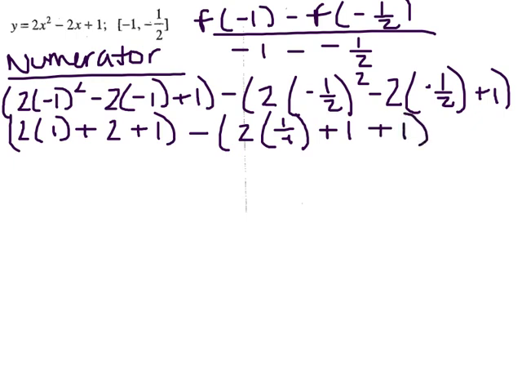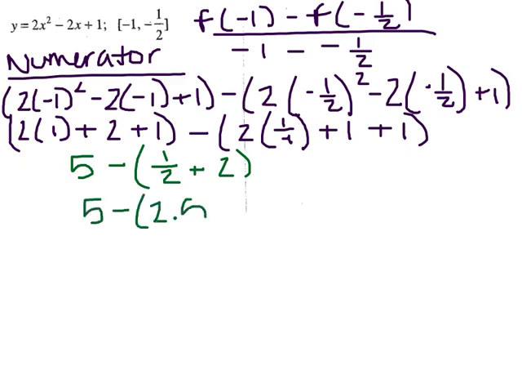Let's keep on going. 2 times 1 is 2, plus 2 is 4, plus 1 is 5. Minus 2 times 1/4 will be 2/4 or 1/2. 1 plus 1 is 2. So we have 1/2 plus 2, that's 2.5. 5 minus 2.5 is going to equal 2.5.